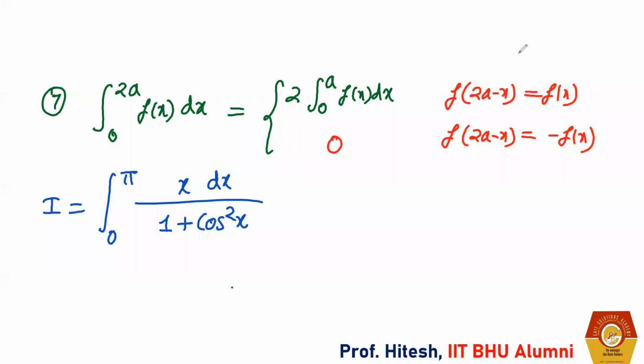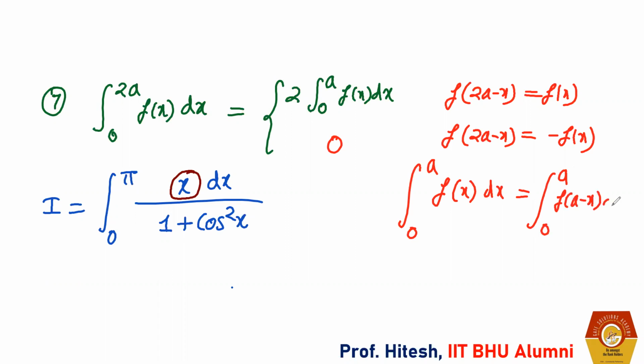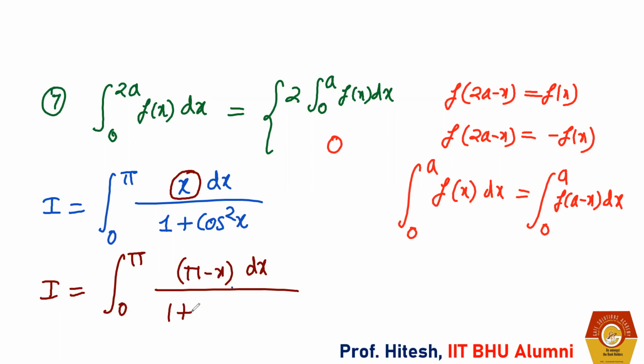Okay, so let me clear this. Now see, we are having 1 x over here. Can we remove it? Which property? Integral 0 to a f of x dx is equal to integral 0 to a f of a minus x dx. Understood? So I is also equal to 0 to pi, सारे x की जगह क्या रख दीजिए, a minus x. So pi minus x dx upon 1 plus cos pi minus x square, cos x का स्क्वायर सेम रहेगा.